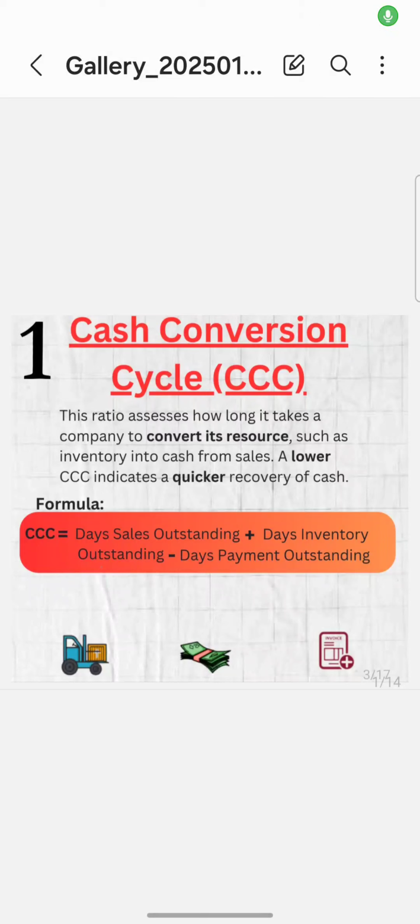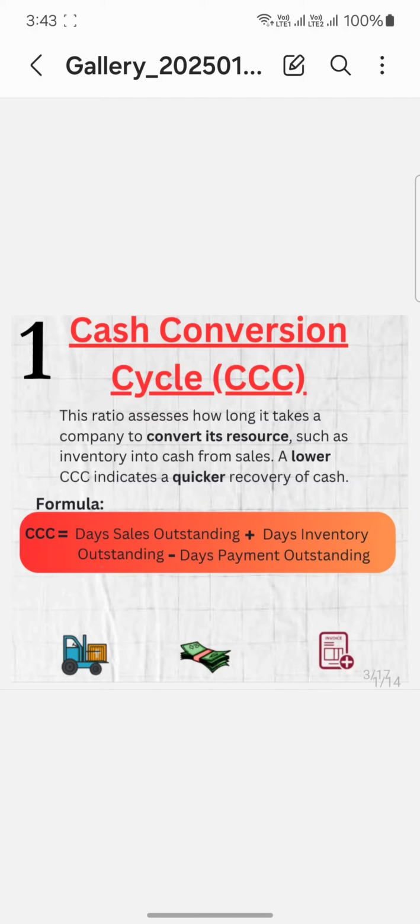So in this presentation, we are going to look at 14 lesser known financial ratios that can really help you to transform your financial analysis skills, or I can say 14 underrated financial ratios that can really help you to improve your financial analysis skills.